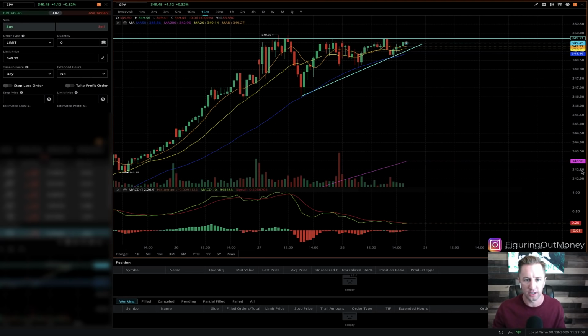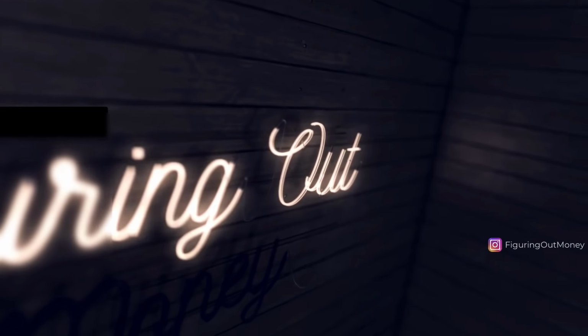I'm looking at ticker symbol SPY. Going to be doing a small little trade here today, but I wanted to share it with you. Let's get into it.